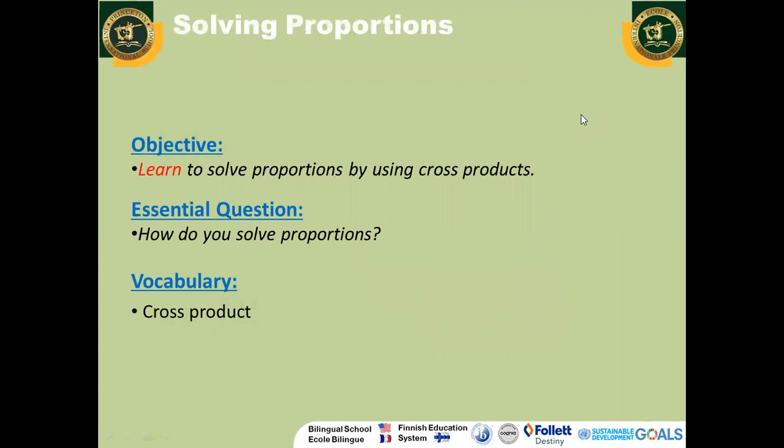Let's solve some questions on proportions. Our objectives: learn how to solve proportions by using cross products. The essential question is, how do you solve proportions? Cross product is a new vocabulary.